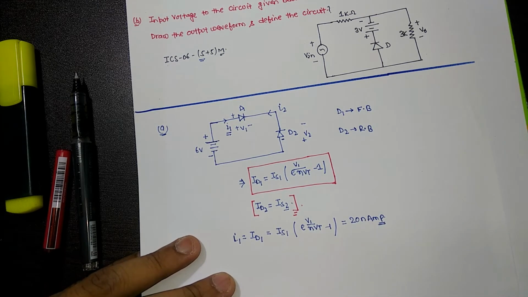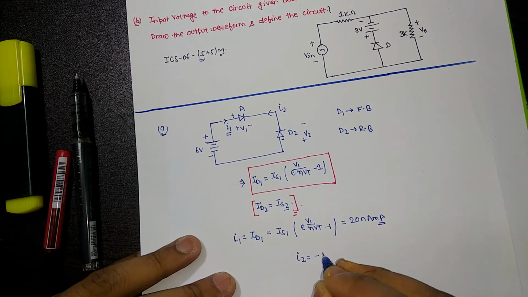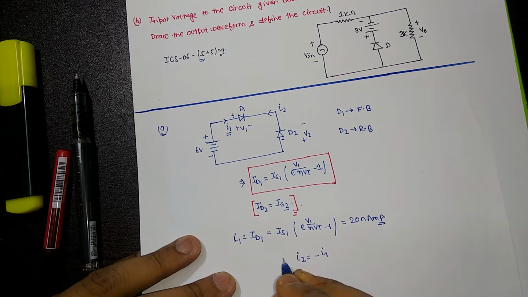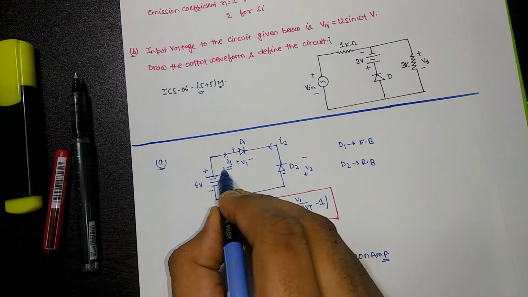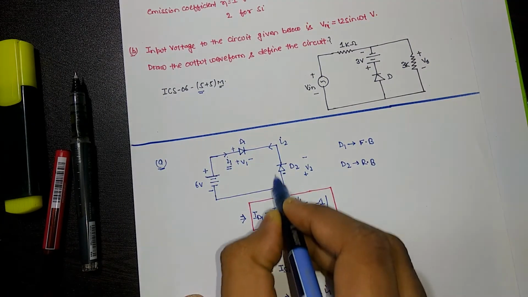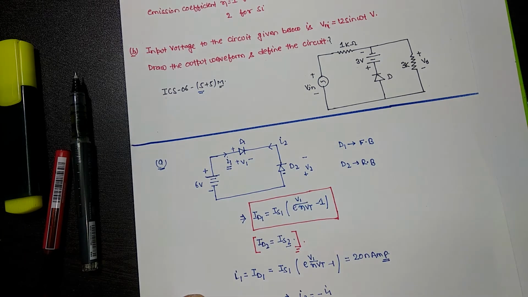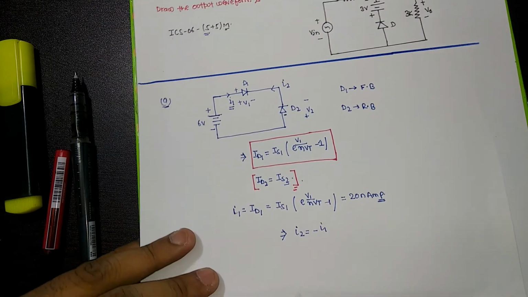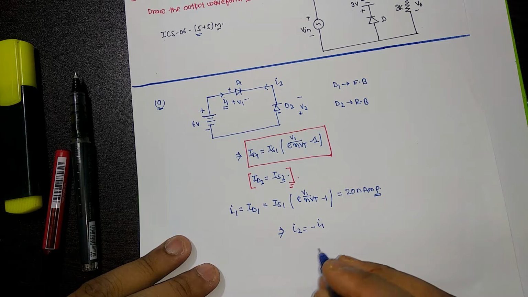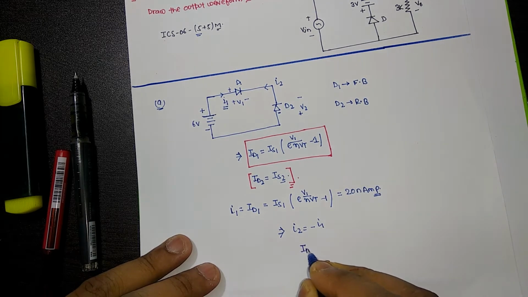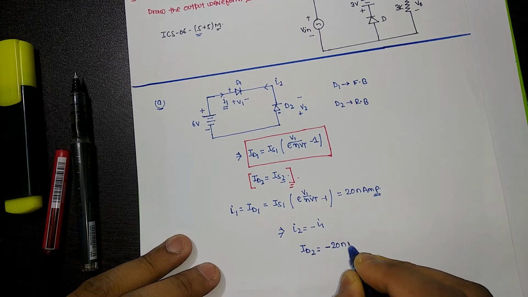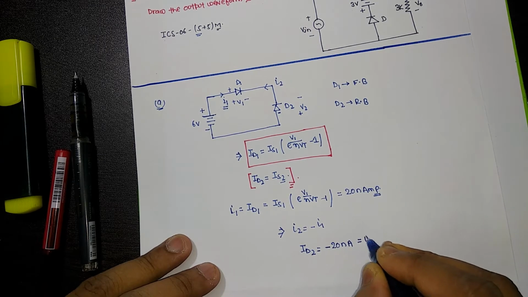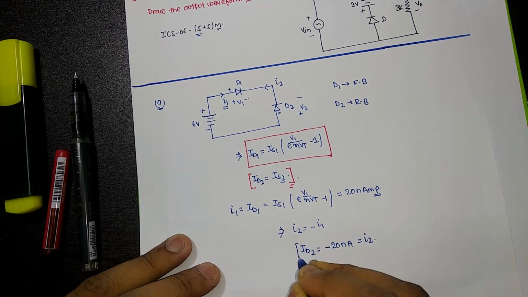Okay, so what will be I2? It will be the negative of I1. You can write this because in this circuit I1 is flowing like this and I2 will flow like this. So you can write ID2 as minus 20 nanoampere, and it is also I2 as written in the circuit diagram.